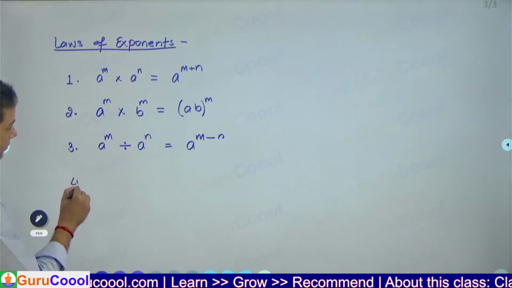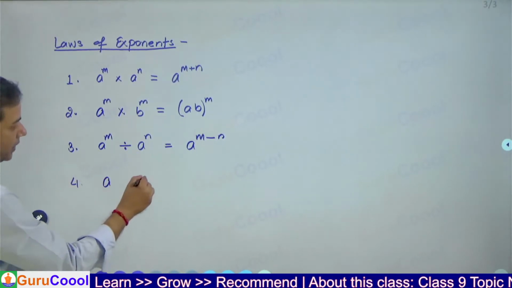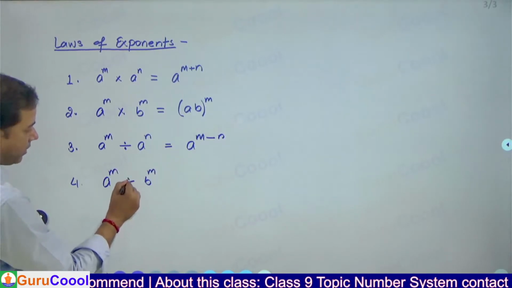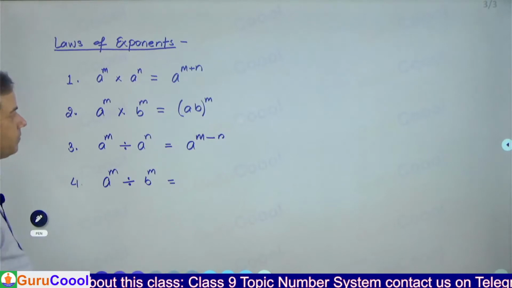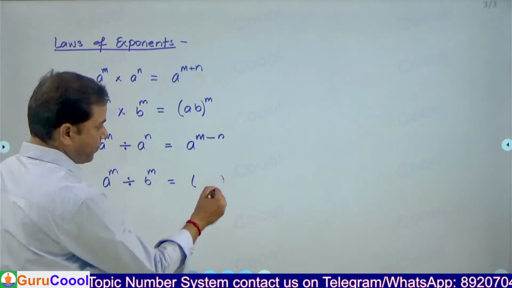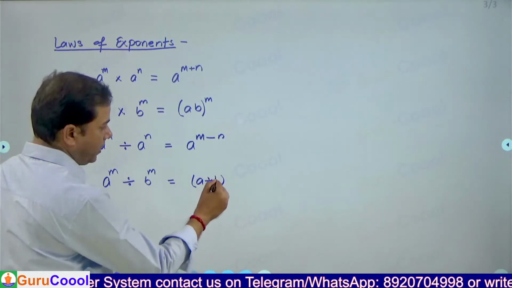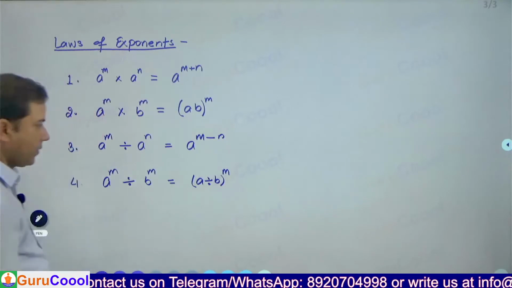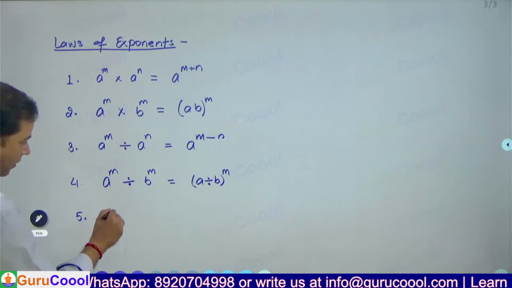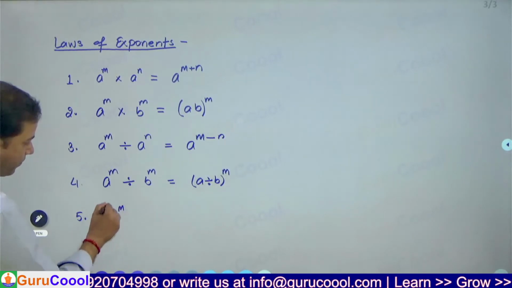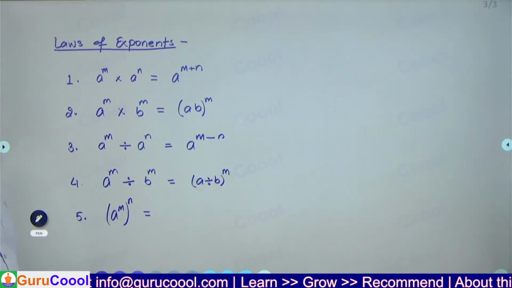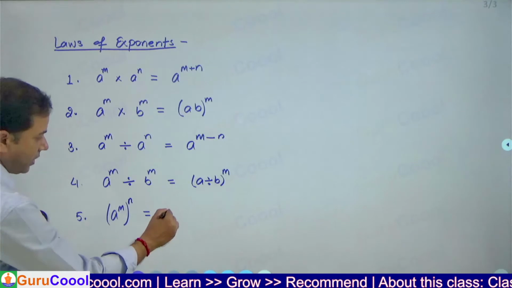Next, if you have different bases, same powers, divide sign between them, how do you handle? A divided by B raised to the power n. Correct. Number 5, you have A raised to the power m whole raised to the power n again. How do you handle? A raised to the power m into n.